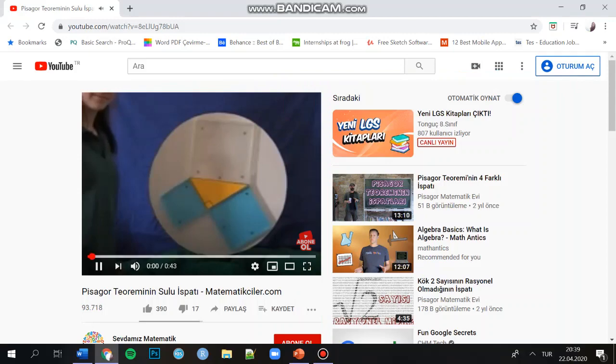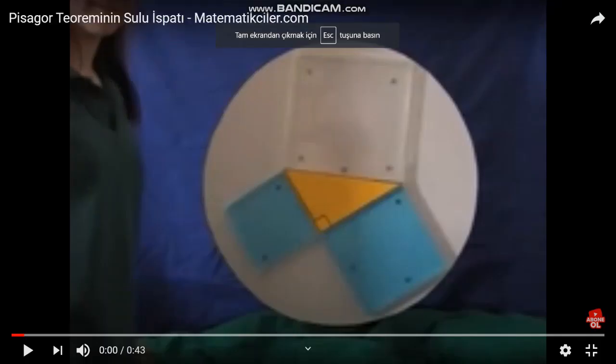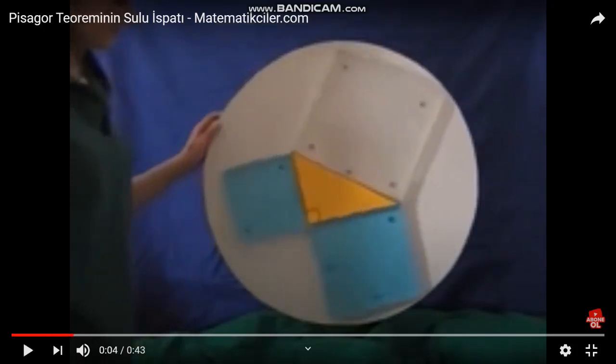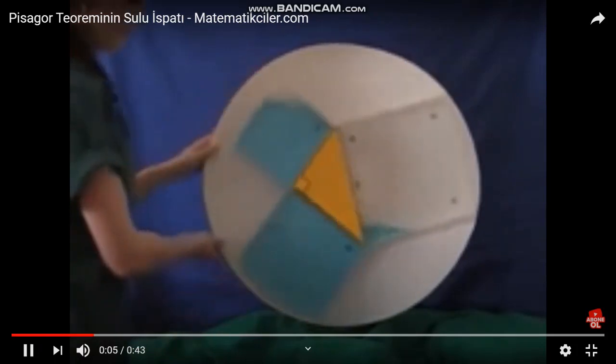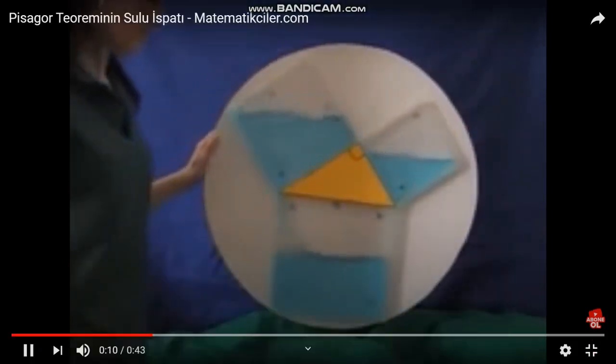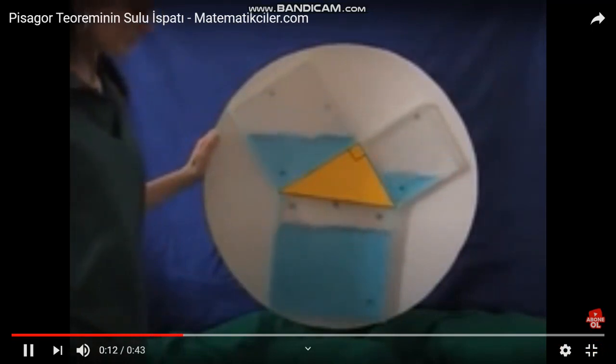Let's see this video. In this experiment, in the center, there is a right triangle. She filled the squares of the legs with water. When she turned the material down, we can see that it's equal to the square of the hypotenuse.